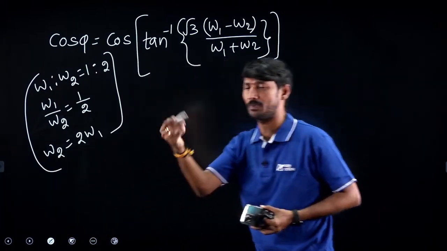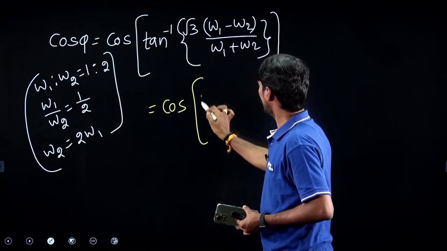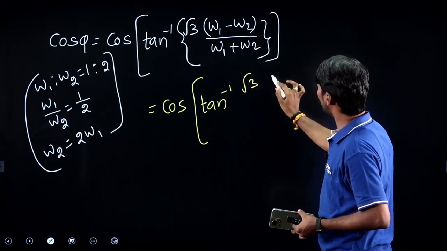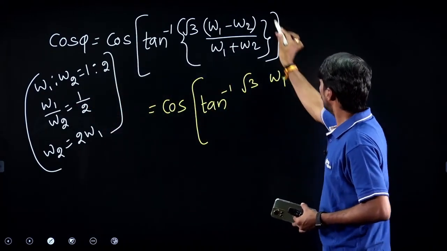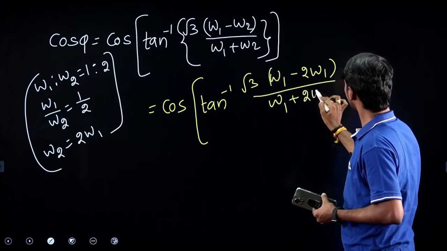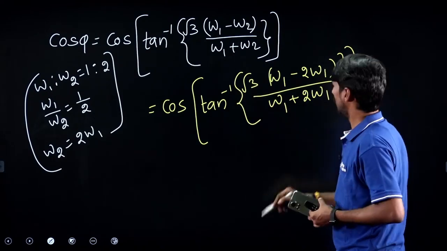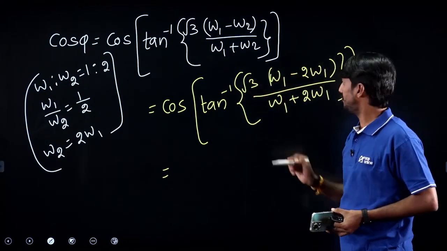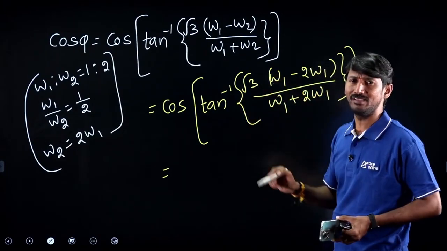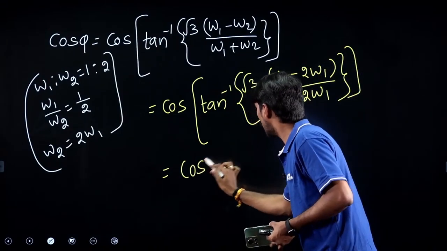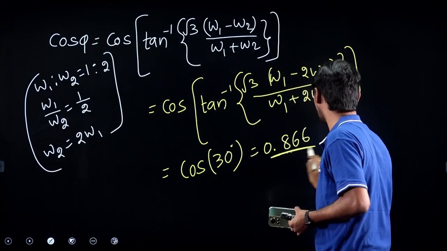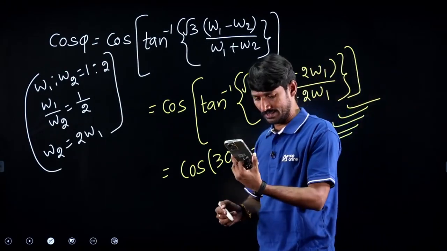Substitution is not required, just for explanation I am giving. Cos of tan inverse root 3 times (2W1 minus W1) by (W1 plus 2W1). That is root 3 W1 by 3W1, which is 1 by root 3. Tan inverse 1 by root 3. Minus will be there, but cos of minus is cos only. So simply cos 30. Actually cos minus 30 and cos 30 are both the same. So 0.866 is the answer.